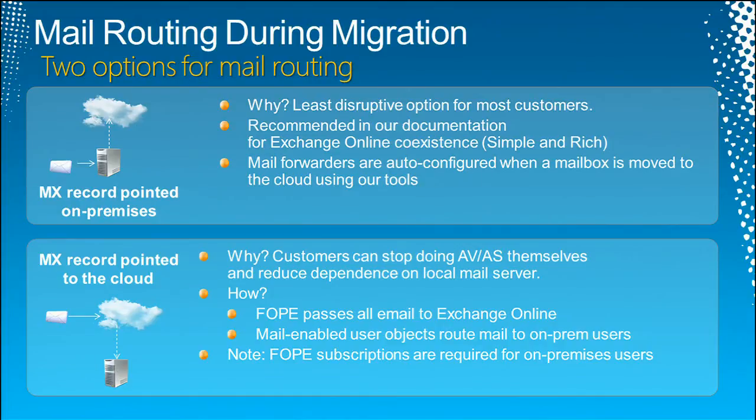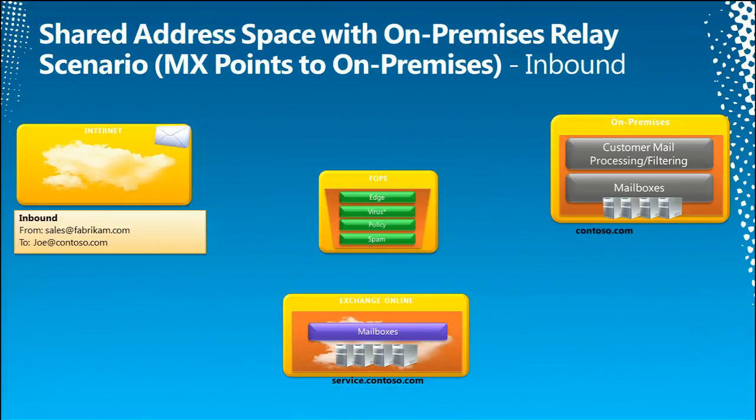Note that if you point the MX record to the cloud and you want all your mail to be routed through FOPI, but let's say you only have a very small portion of your mail sitting in Exchange Online, it still requires licensing inside of FOPI for all of your users. So it's not a way that you can put 10 mailboxes inside the cloud but leave my 100,000 on-prem and then I get virus filtering for free. It still requires the FOPI licensing for all those mailboxes. So we'll go through these scenarios.